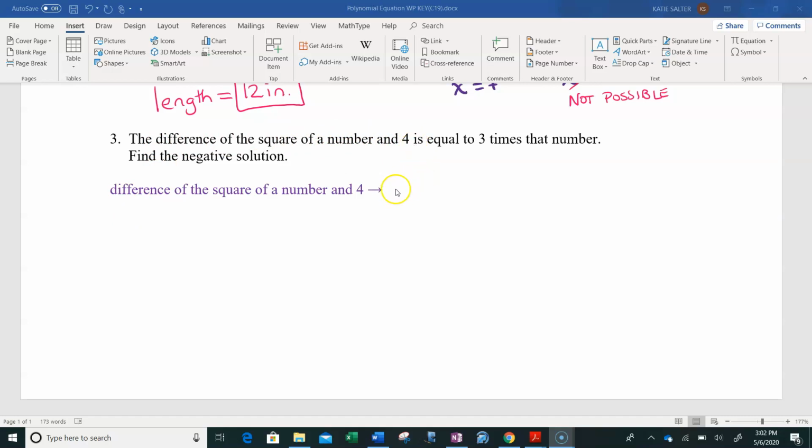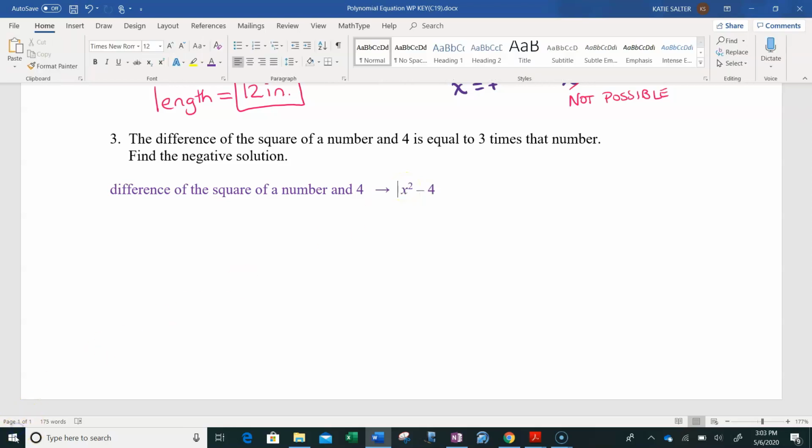Remember that the word difference means to subtract. And anytime you see the word difference or sum, wherever the word "and" is, that's where you put that subtraction or that addition. So the square of that number is going to be x squared, and then for the "and" we'll put minus 4. Now we're going to translate 3 times that number. That side's pretty easy. 3 times that number would just be 3 times x.